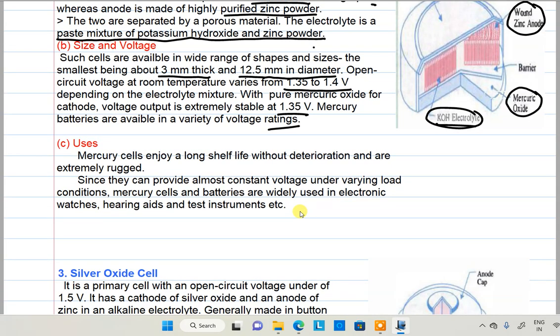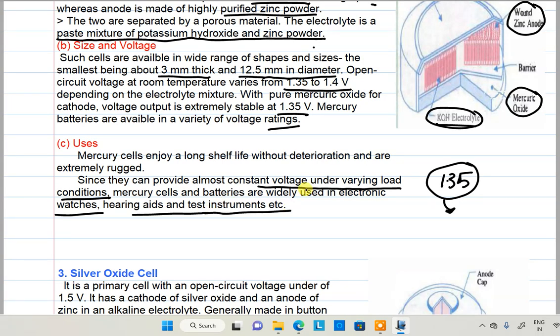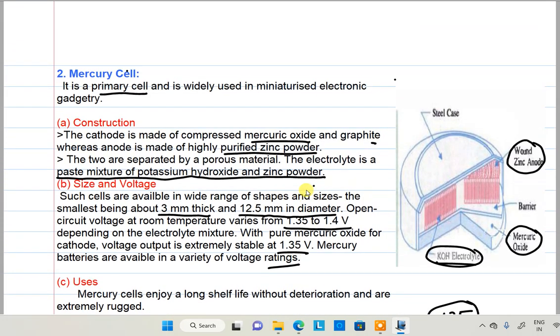Coming to the uses. Mercury cells are long life cells without deterioration and are extremely rugged, since they can provide almost constant voltage under varying load conditions. For example, you want a constant voltage of 1.35 volt, with no variation. In that particular case, this type of cell is used. Mercury batteries are widely used in electronic watches, hearing aids and test instruments, etc. Okay, this is about the mercury cell.